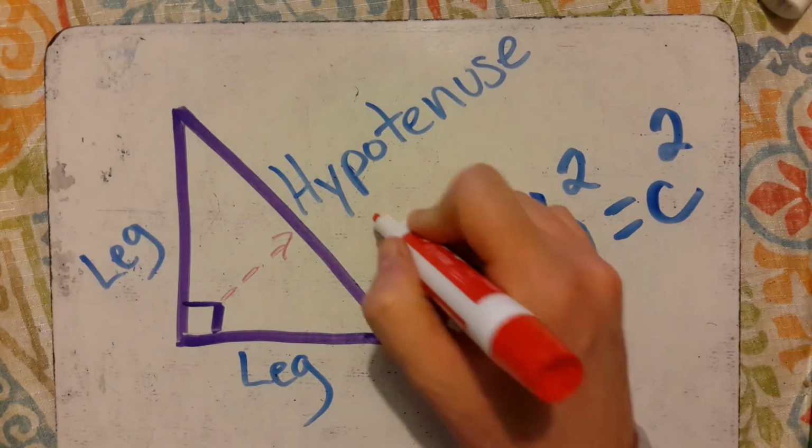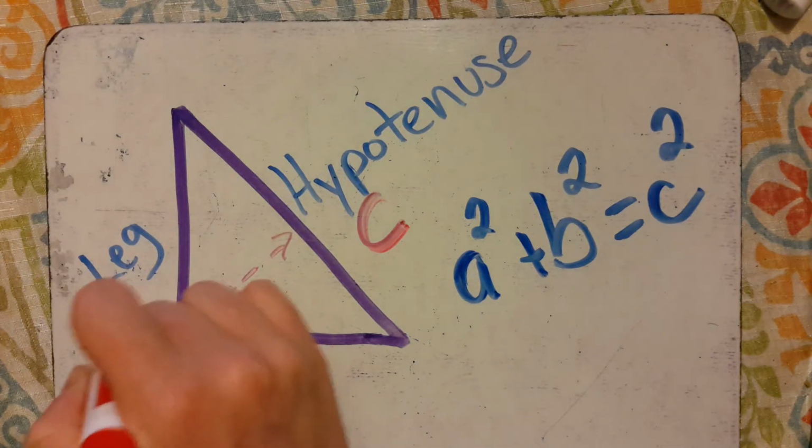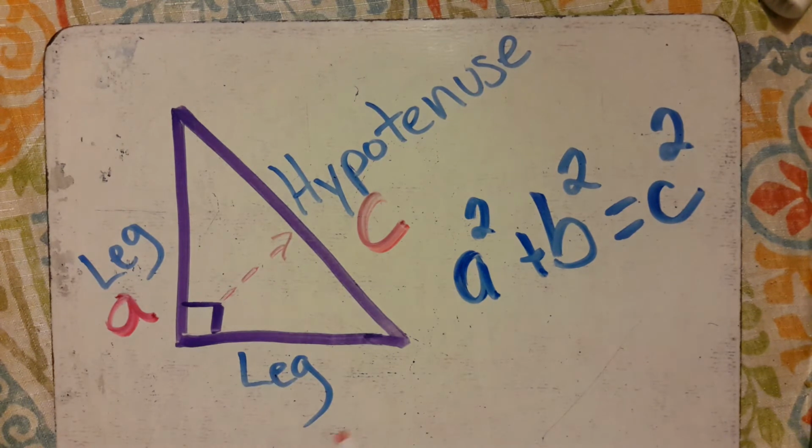The legs don't really matter which one you label a and b. The math works out the same way either way. So just label one leg a and the other leg b. So now that our triangle is labeled, let's try an actual example.